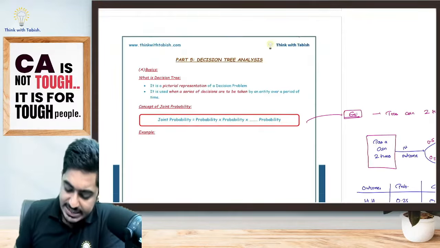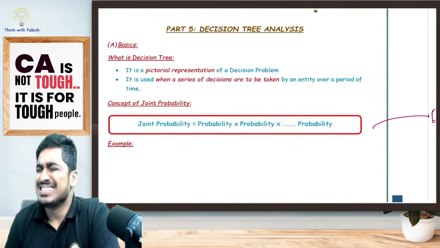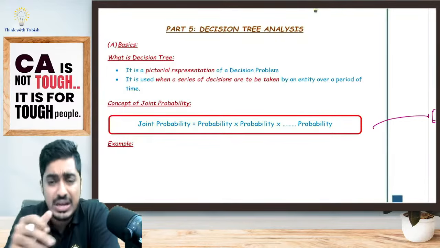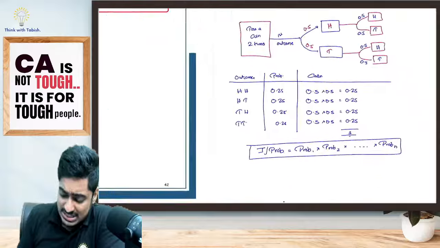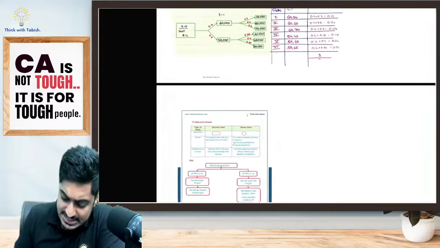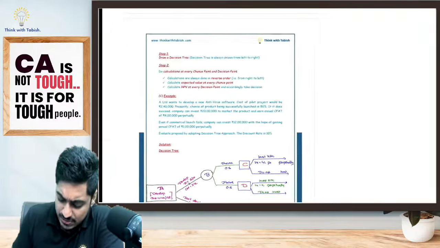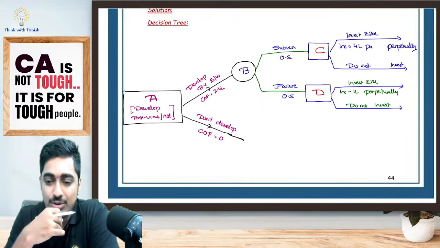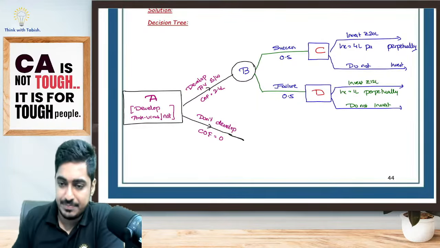Then again, decision tree analysis is there. Decision tree analysis, again from examination perspective, I would tell not very important, so I'm not getting into that. One question is there, that question we will put here also as an example, but to tell you the logic for that, it will take me some half an hour. Not worth it from the examination perspective.